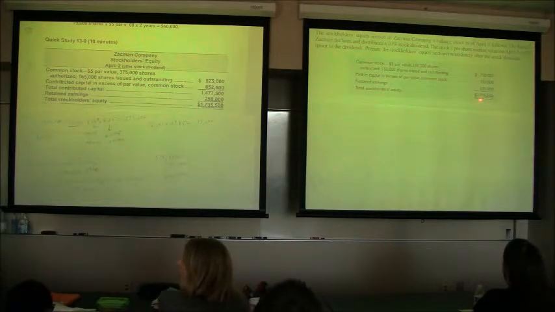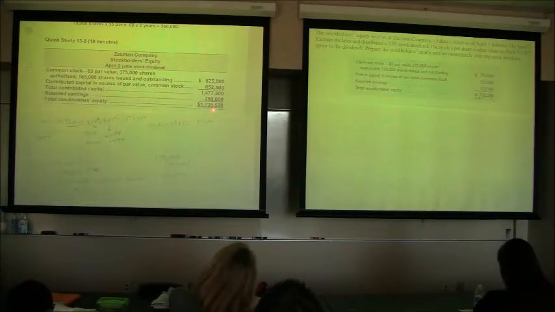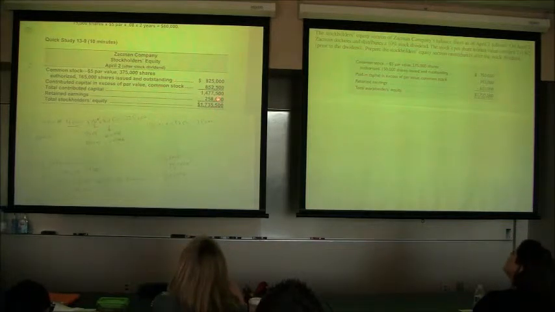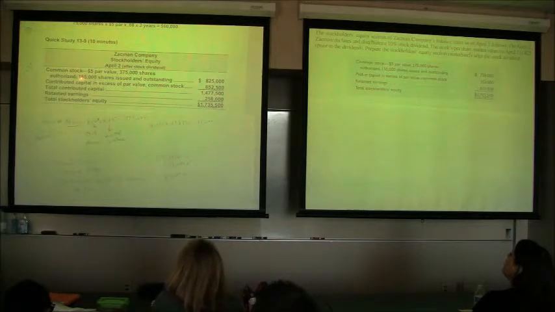In fact, 1,735,500, 1,735,000. What did change now is there's more in the hands of the stockholders when they got the additional stock. That's what changed. Yeah, they own more of the company.